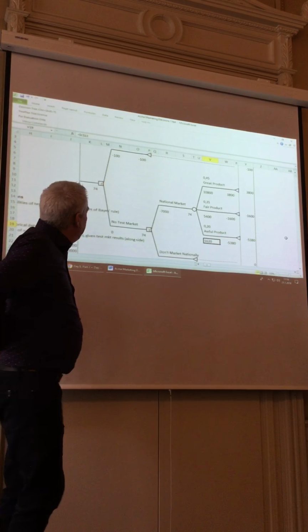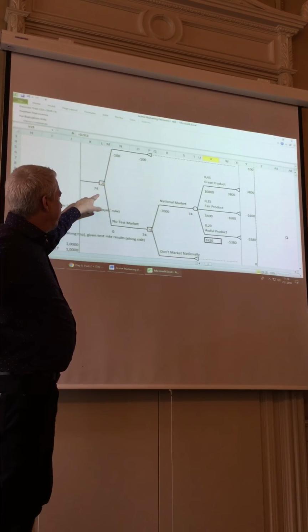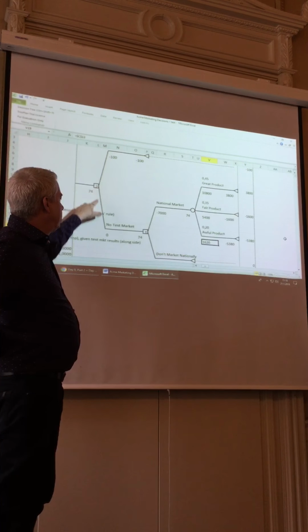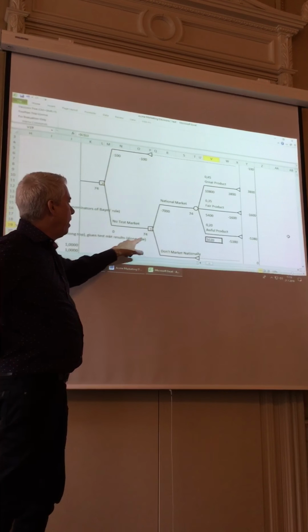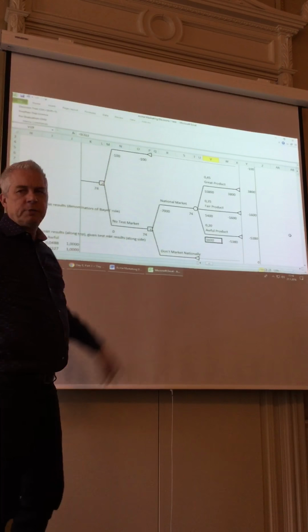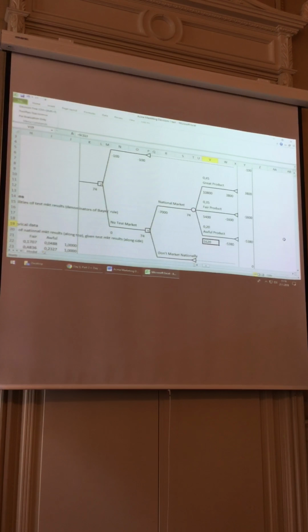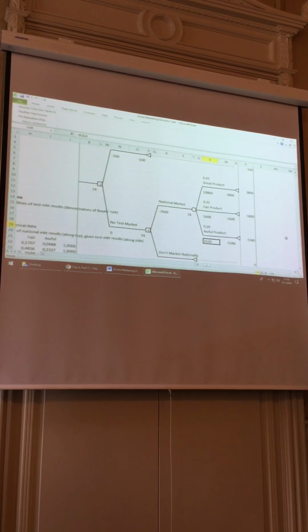You can see that number. So according to the tree we have so far, the best decision here is don't do a test market. Obviously we haven't filled in the top part yet. And when we get here, the best decision is national market, and the expected monetary value of this decision problem right now is 74,000.